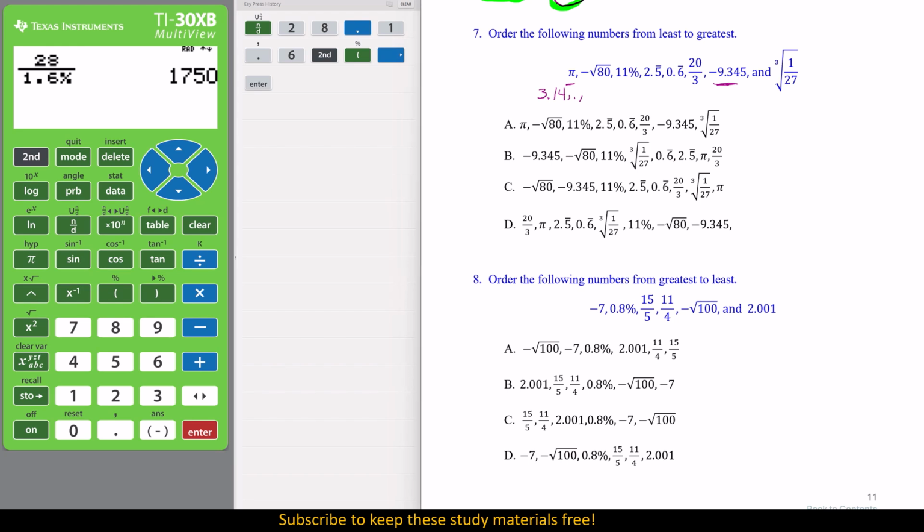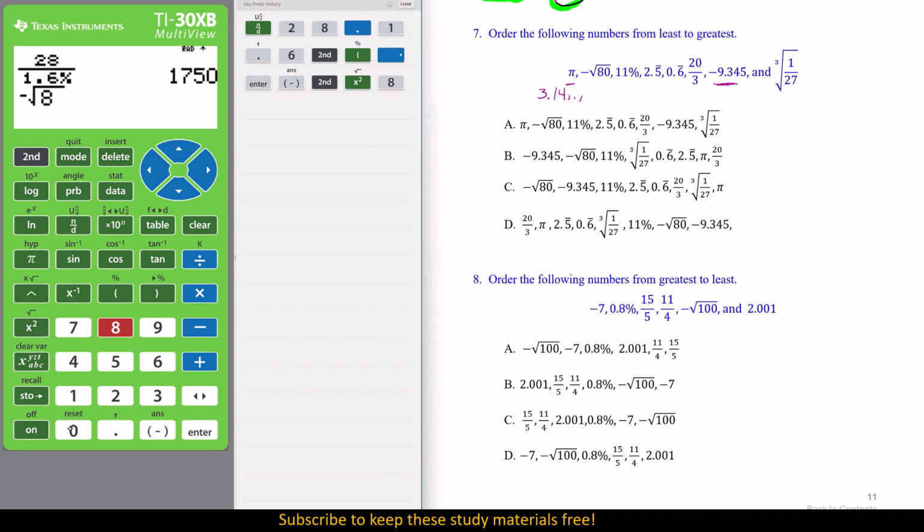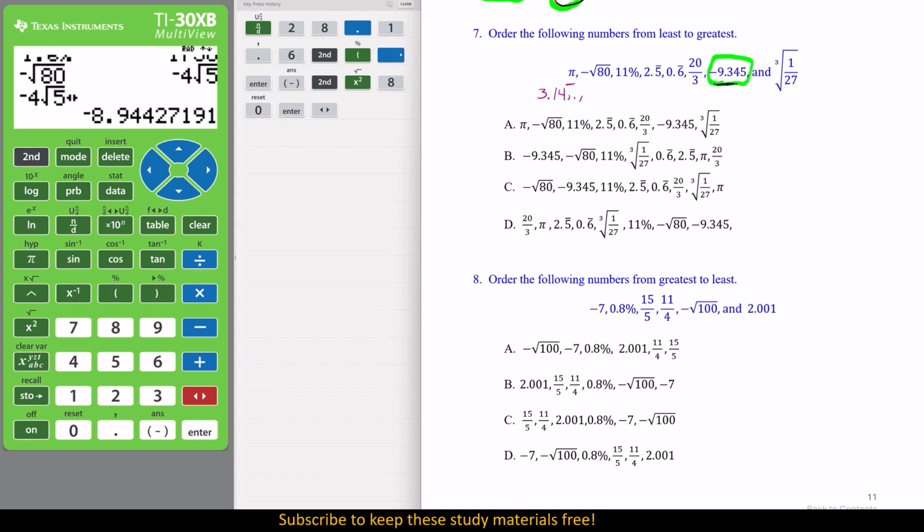Okay, now that we see that, now that I've said that, of course, we need to look for the most negative and pop that in first. Well, we have two negative situations. So let's put negative second radical 80. Yes, it's 80. Put that in the calculator. And we need that in decimal form, so push your toggle. Okay, that's not quite as large as the negative 9.345, but we know that the smallest value is right here. And then we know right after that, we should have the negative square root 80.